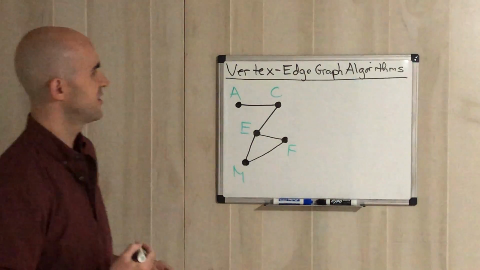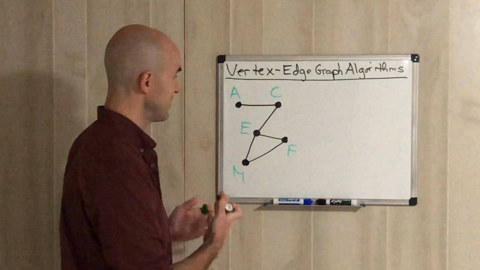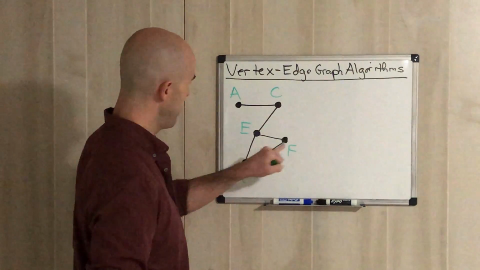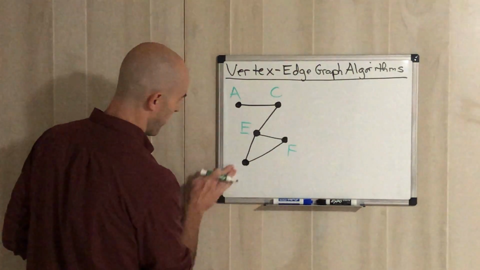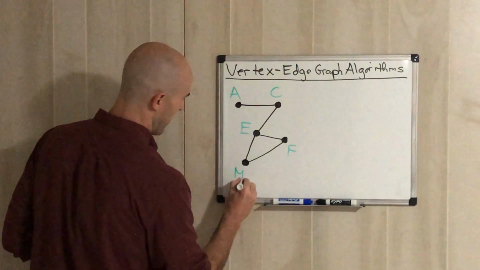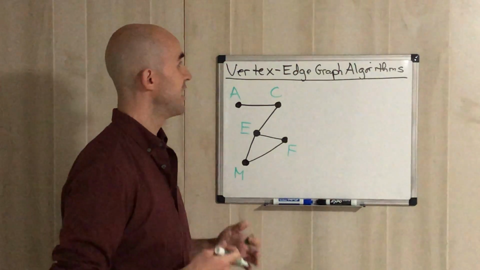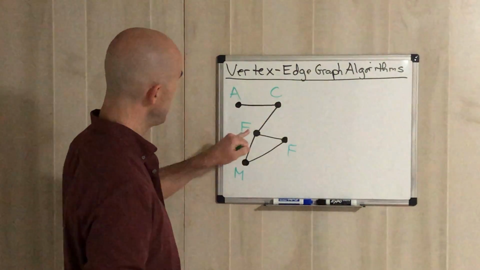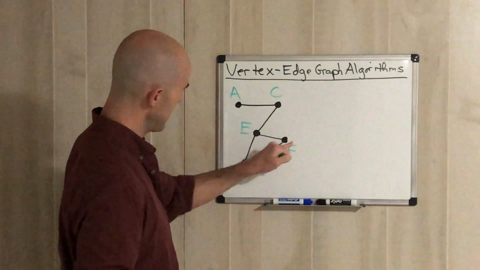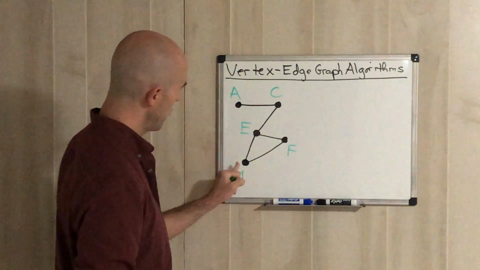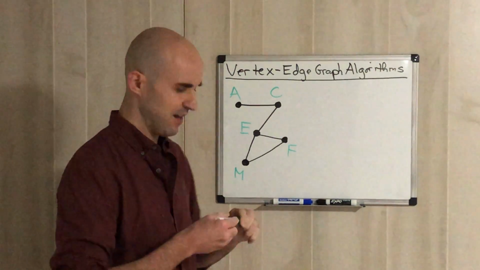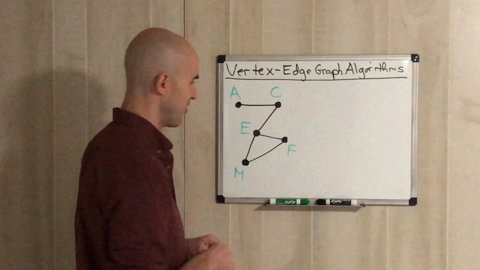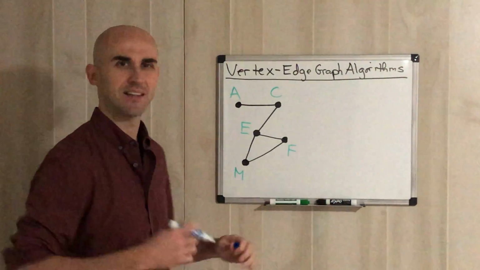So looking at this vertex-edge graph, the vertices that we have are A, C, E, M, and F. Let's make that M look better. We have M right there, and F. And then if we're analyzing what the edges are, what the paths are, we know it's AC, EC, EF, EM, MF. And if you even wanted to go further, you can start looking at the degrees of each vertex. Again, it's just practice from the other day.